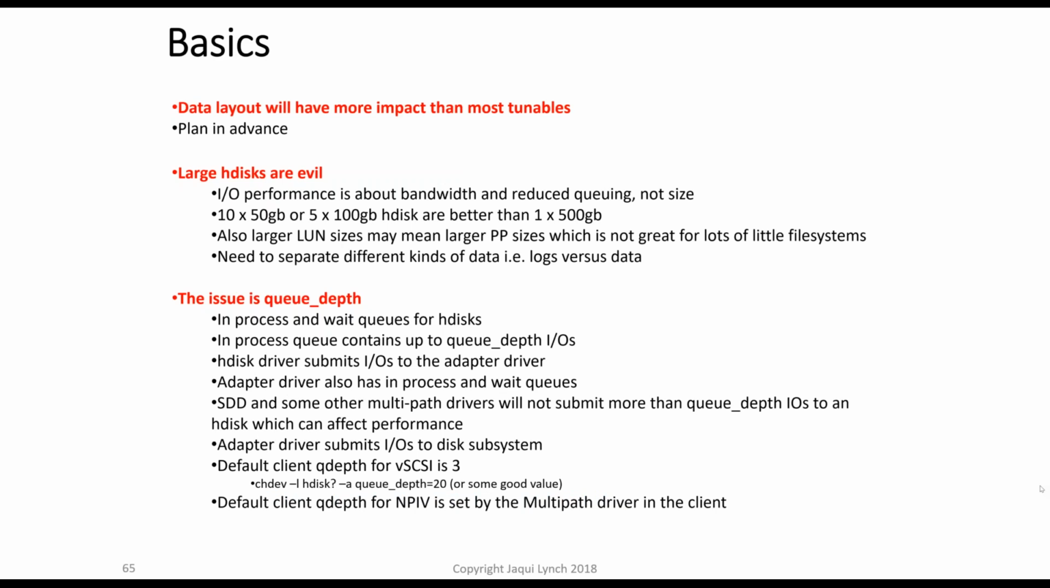Some of the basics: you can do all the tuning in the world you want, but data layout will have more impact than some of the tunables. I spend a lot of time planning layout. I literally sit down when we order a server, and I map out which adapter goes in which slot so that I get the best advantage from the adapter slots up.